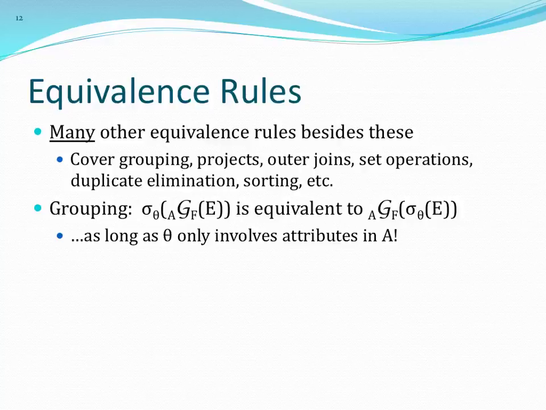But what could you do? If theta involves attributes outside of A, what you could do is take that select theta and maybe break it up into multiple selects, because if theta involves conjuncts, you can separate it into two. And then you could push some of the selection in, and you could leave some of the selection outside. So there's a lot of options.